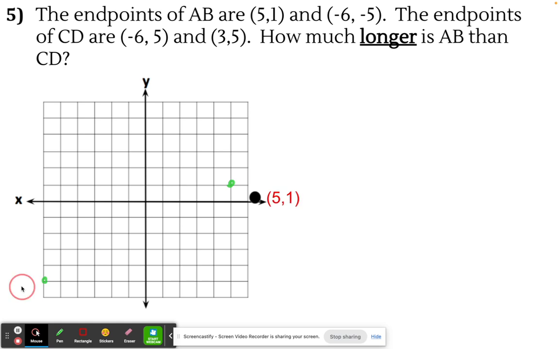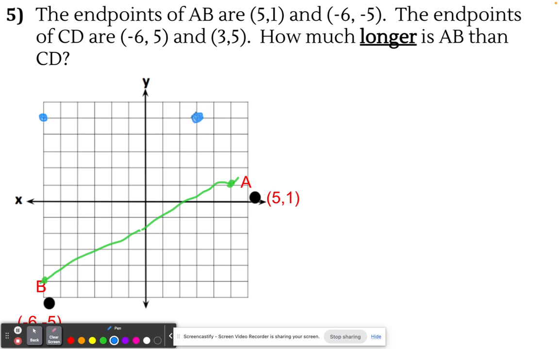That's not 5, 1. I don't know why those points are there. Those are wrong. My points are right. So I'm going to connect my points. And then I have line CD, which is at -6, 5 and 3, 5.